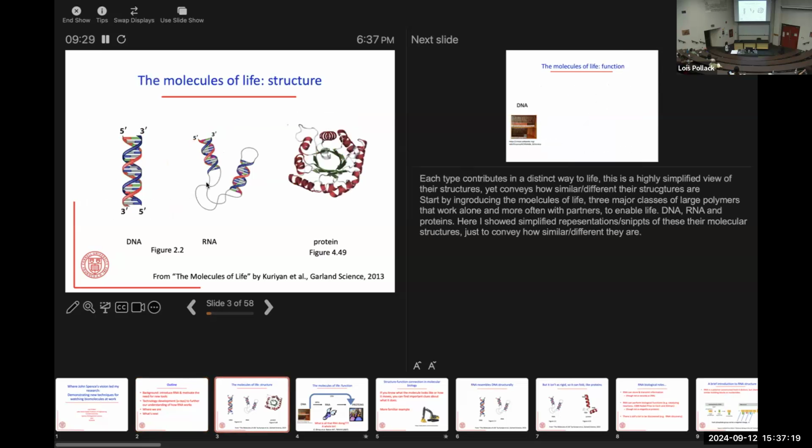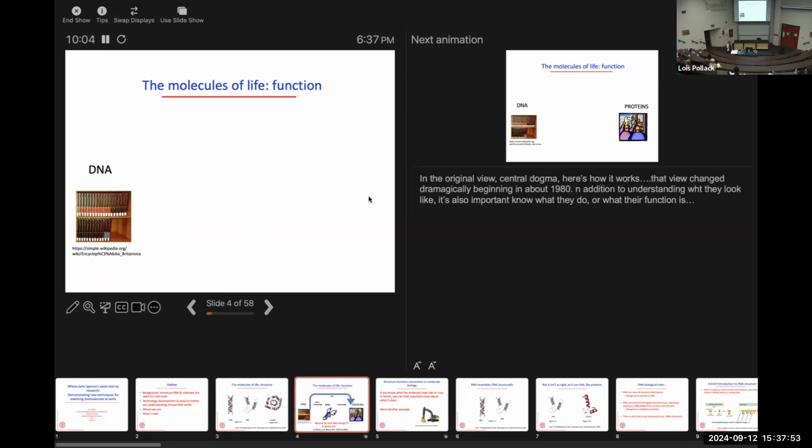So let's start with an introduction to the three major molecular players, the molecules of life, if you will. They are DNA, RNA, and proteins. And these are very simplified representations of their structures. Just to give you an idea of what they look like, maybe you can see some similarities, maybe some differences, very coarse representations, but there they are. DNA on the left, RNA in the middle, proteins on the right. But let's talk about what they do a little bit, the functions of these molecules.